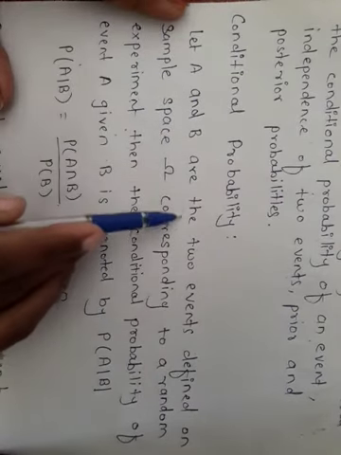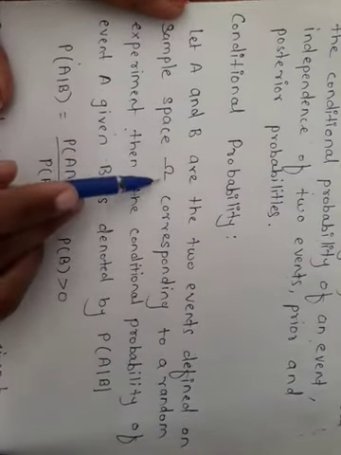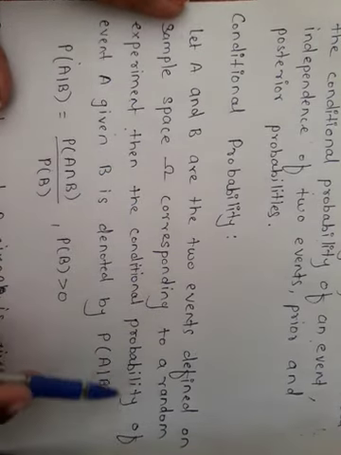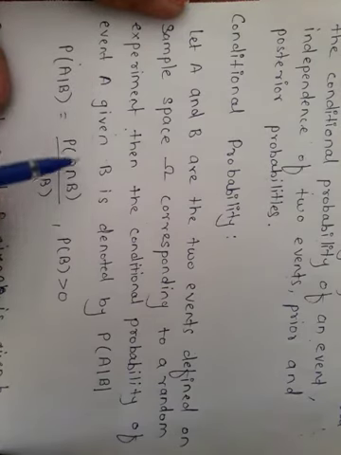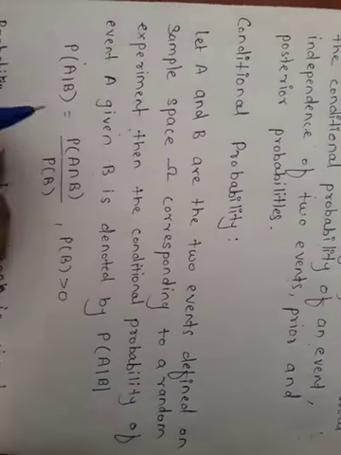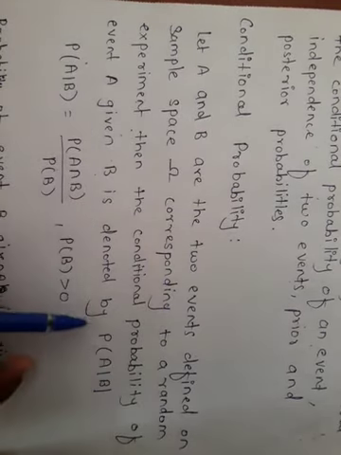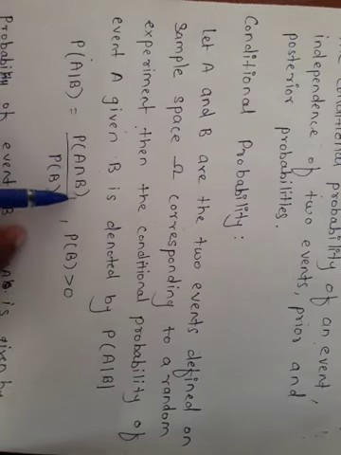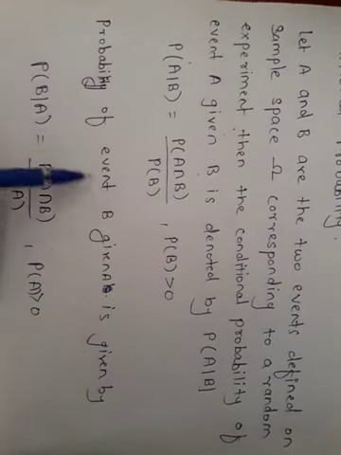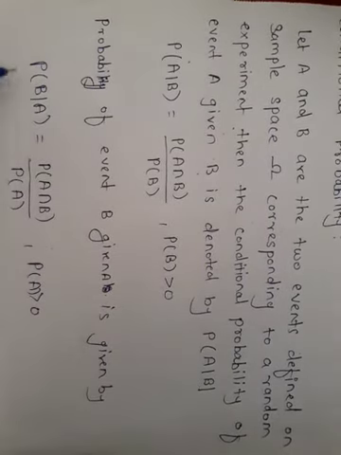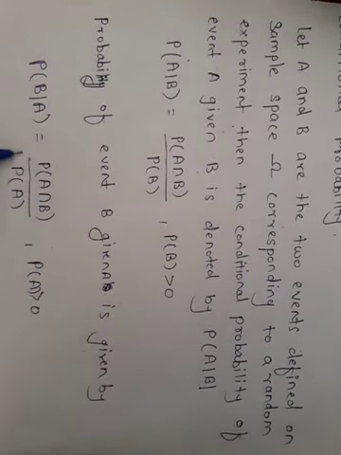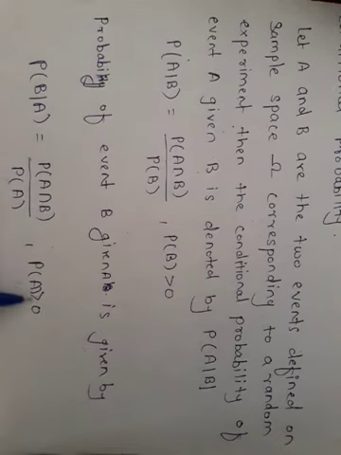Let A and B be two events defined on sample space Ω corresponding to a random experiment. Then the conditional probability of event A given B is denoted by P of A by B, which is equal to P of A intersection B divided by P of B, where P of B is greater than 0. Probability of event B given A is given by P of B by A, which is equal to P of A intersection B upon P of A, where P of A is greater than 0.